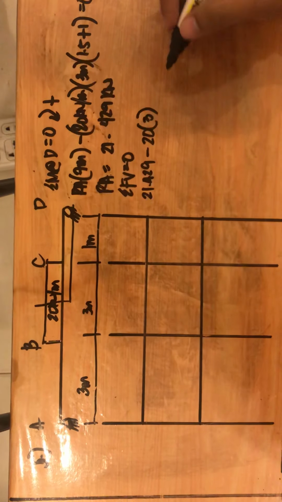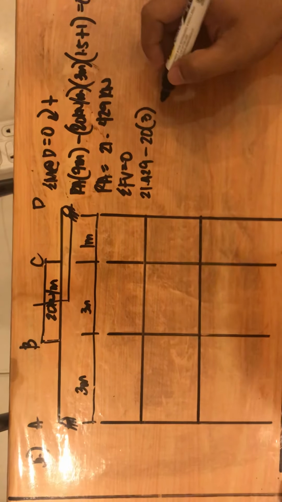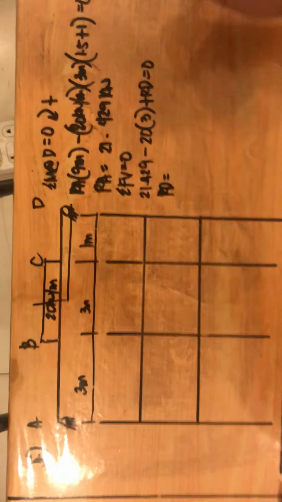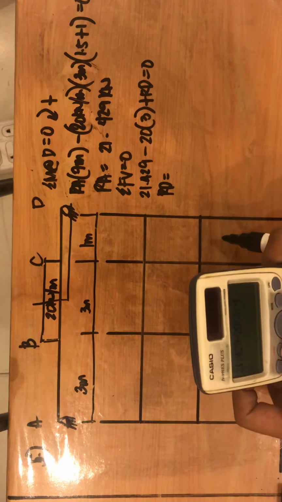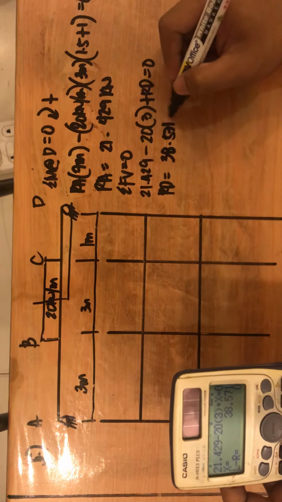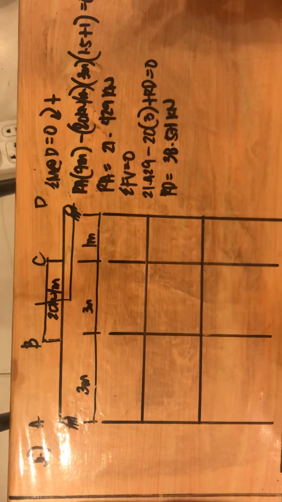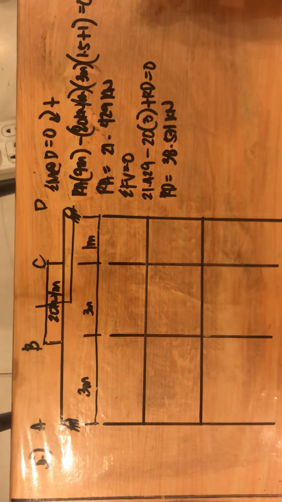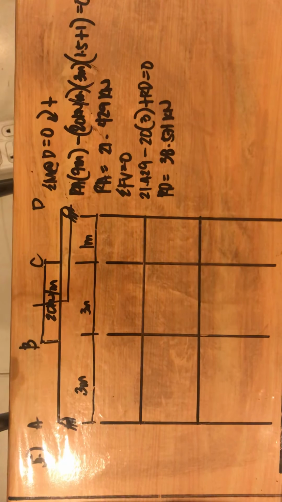So, hindi na natin kukunin yung centroid since summation of forces along vertical lang tayo. 20 times 3 plus RD equivalent to 0. So, ilan yung value natin for RD? 21.429 minus 20 times 3 plus RD equivalent to 0. So, RD natin is 38.571 kilonewton. Kapag duda kayo, check nyo na lang moment kayo at point A, para sure nyo yung tamang support reactions.